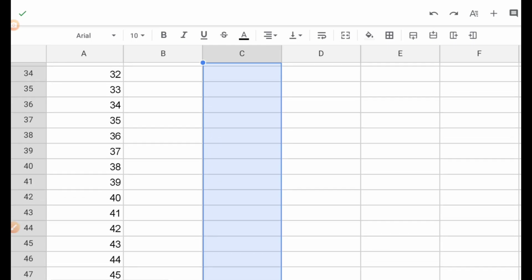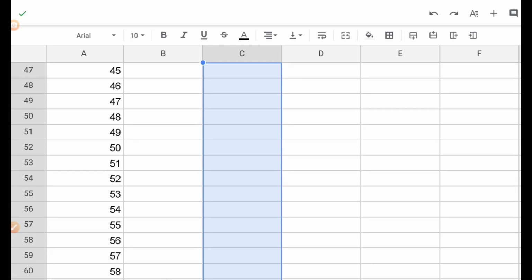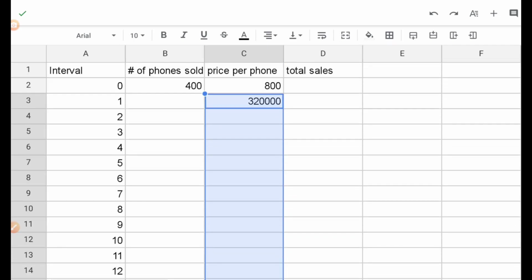So let's keep going. Drag, drag, drag. It's much faster on a PC. Oh, 72 is where I stopped. Okay. And now I'm going to paste that rule in there. Paste. Now this should decrease by $10 every time. Didn't work. Fail.